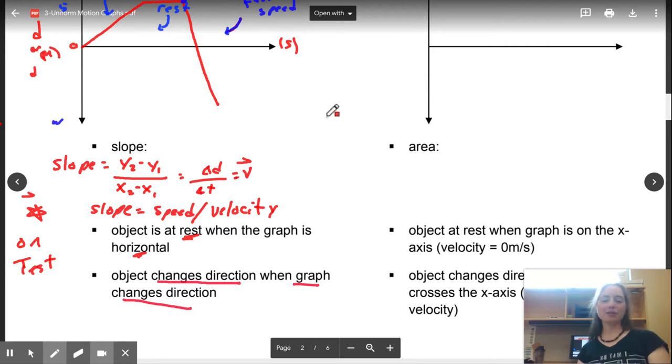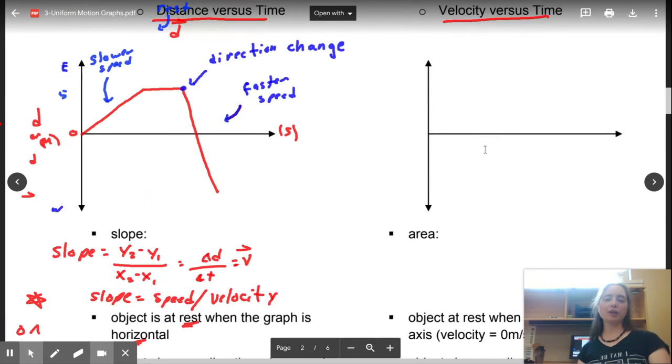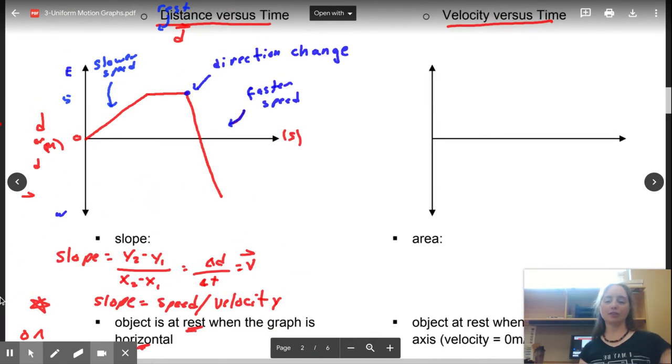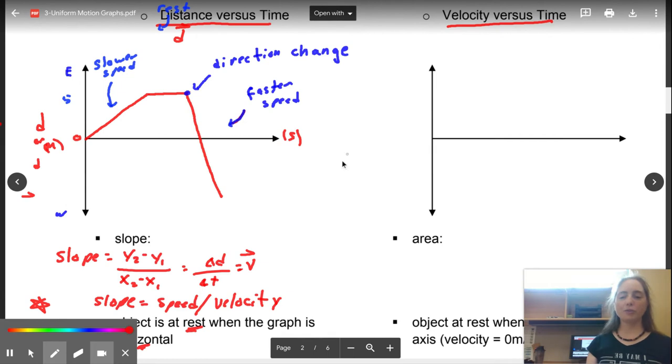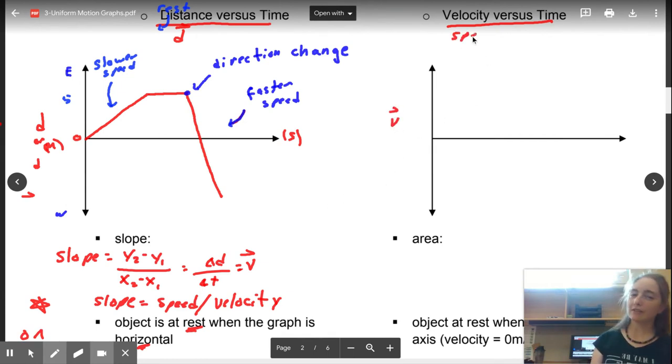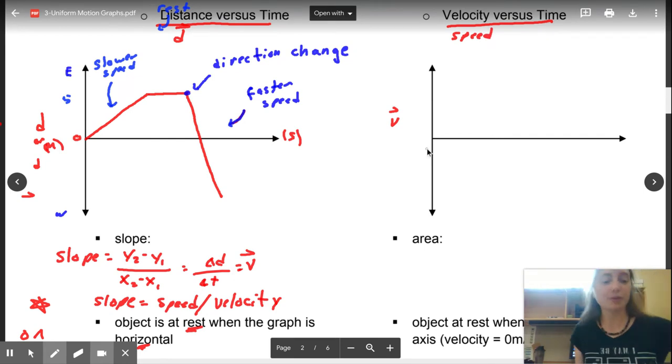Another way, ladies and gentlemen, that we can look at uniform motion in a graph is we can look at a velocity versus time graph. So here, that's your velocity. Now this could also be speed versus time. It just depends on the scenario, but your pattern on the graph would be the same. And this would be time.